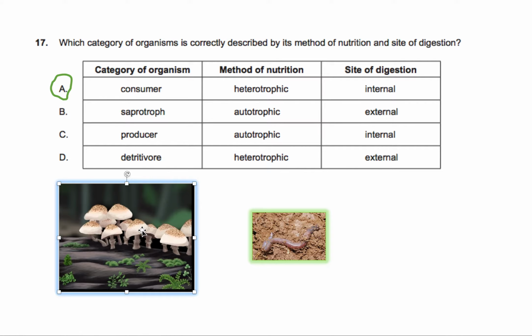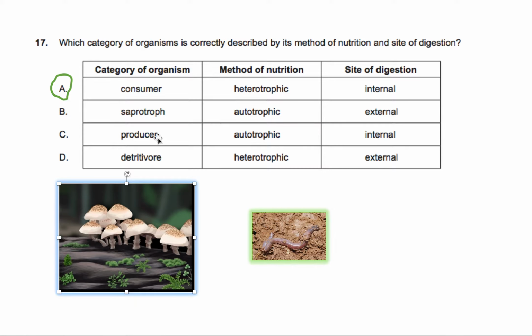When the food, dead material, lands on top of it, so when you die, for example, you will fall on the floor, right? If there's a mushroom there, it will release enzymes and things that will break you down on the outside of its body. And then it will absorb your nutrients. So it will break you down on the outside and then absorb all the nutrients that it got from you into itself. So this is one of the only things that does external digestion. You need to remember this. Okay, so B is incorrect because of this one.